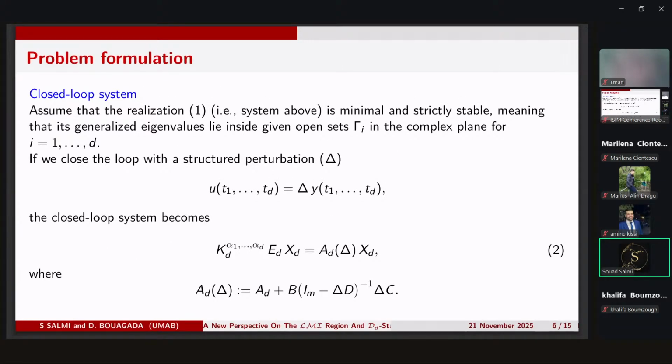The closed loop system. Assume that the realization of system 1 is minimal and strictly stable, which means that all generalized eigenvalues are in the set gamma_i in the complex plane, where i varies from 1 to D. If we close the loop with U equal to delta Y, we obtain the perturbed system given by this equation, and A_delta obtained by this formulation.